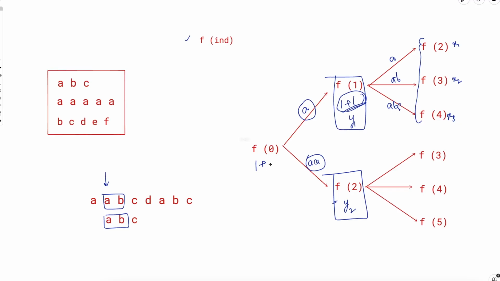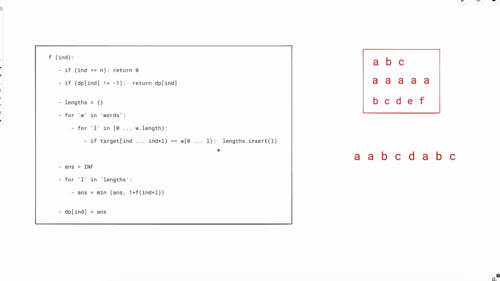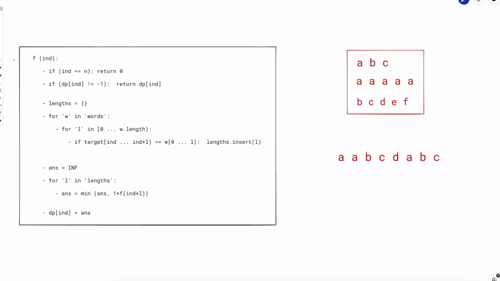Now, if you have watched up to this point, I strongly encourage you to pause and try to write the pseudocode and determine the time complexity of that as well. So next, we're looking at the pseudocode. The pseudocode is exactly what we discussed. We have a function f of index which simply returns what is the minimum number of strings required to form everything starting at index ind.